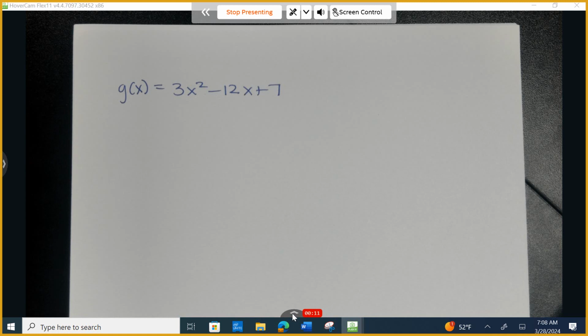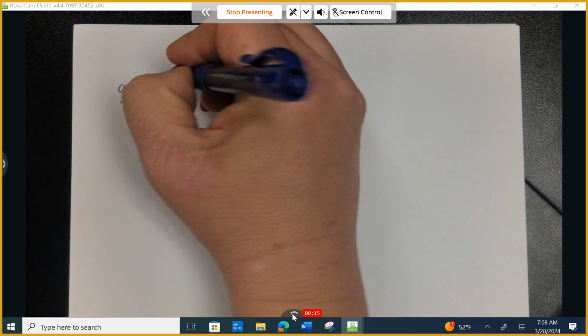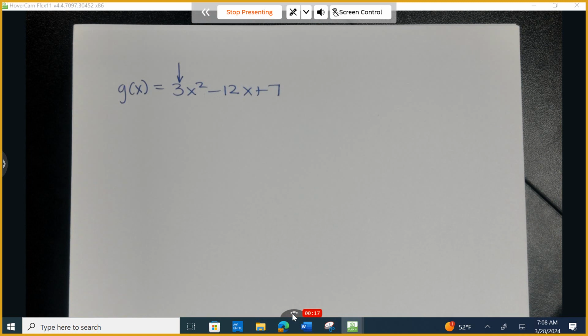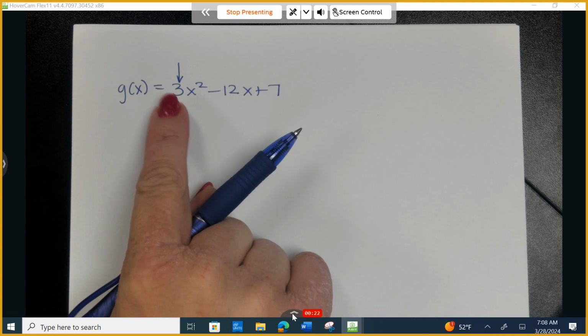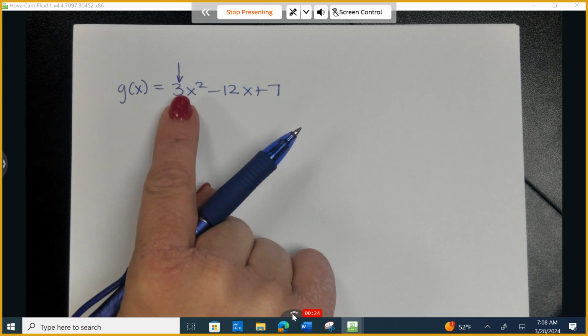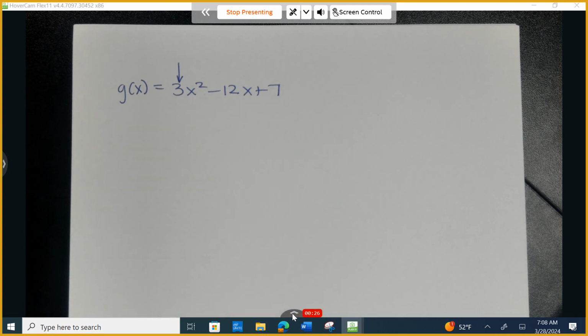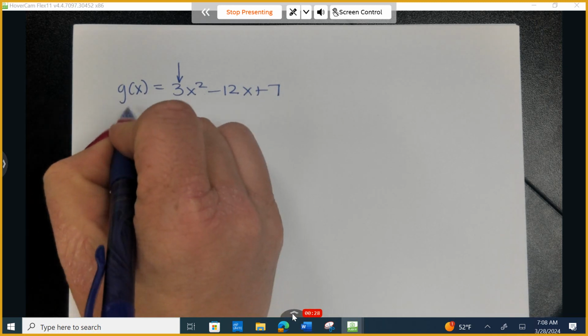So we want to take this quadratic function and we're going to rewrite it in vertex form. Please put a little arrow above the 3. When, please listen, when this number is anything other than a positive 1, we need to rewrite this by factoring out that value.